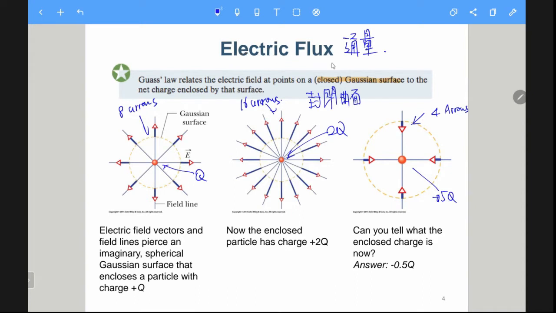We try to count the electric field over a closed area. It is not necessarily a closed area, but in this case we consider a closed area, and it will give us some interesting properties.